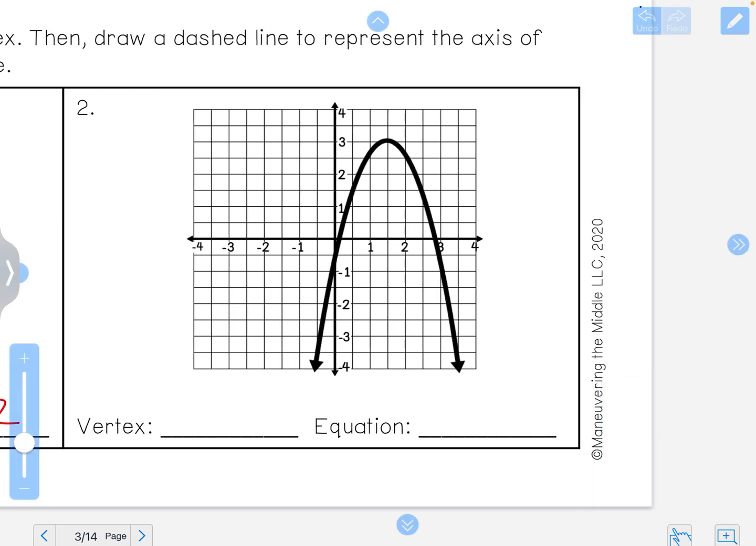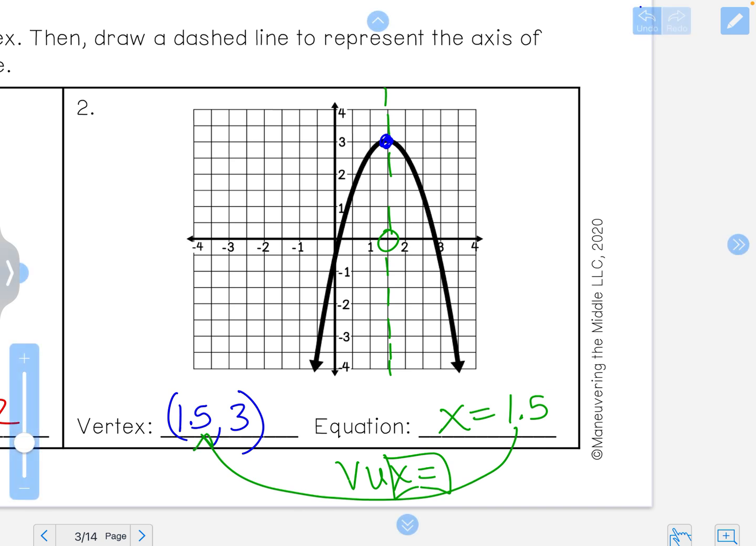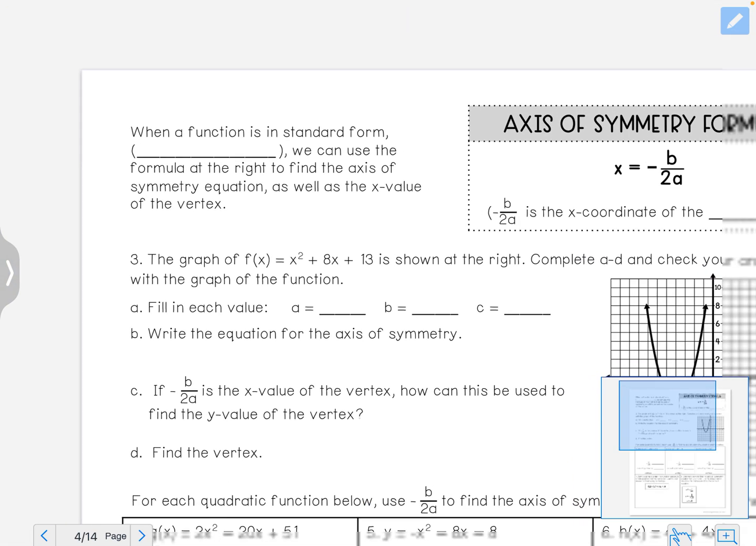We're going to again find our vertex. That's always step one. If we notice here on the graph, they're counting by halves. So our vertex is going to be (1.5, 3). That doesn't really change anything for us when we do our axis of symmetry. Again, it's going to be a vertical line, which means it's a VUX, and VUX means x equals. Then we look at the x value of our vertex, so x equals 1.5. It's really easy for us to find axes of symmetry when we're given a graph.